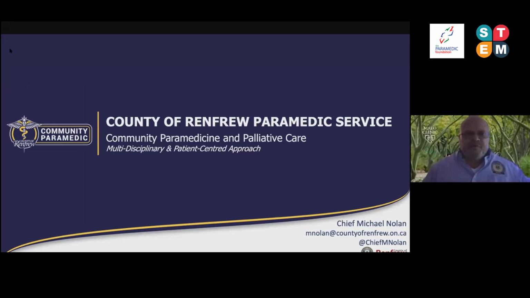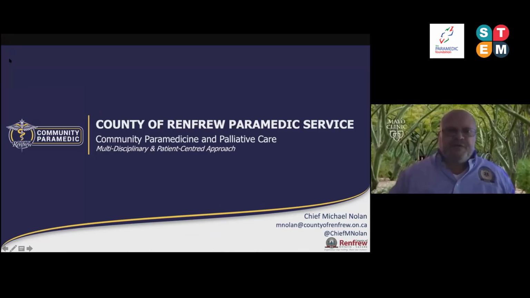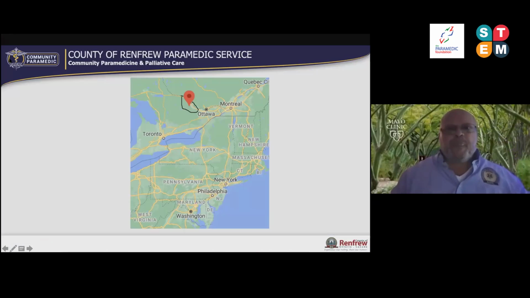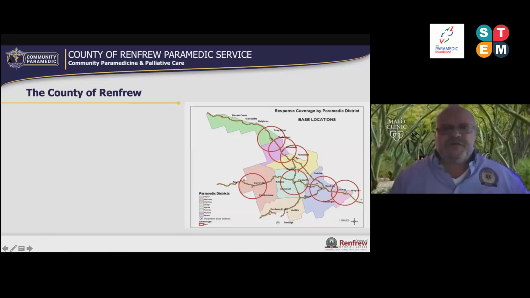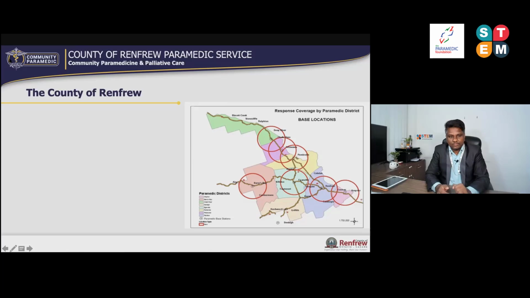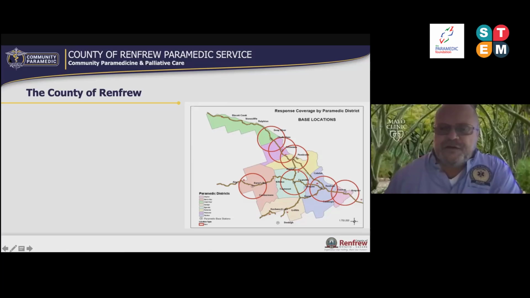So Mike's the chief of the County of Renfrew Paramedic Service that is located in Ontario, Canada. That's just north of Ottawa. Here's a little picture of the area of Renfrew County and the area that's served by that paramedic service. And these are some response zones that they have. These are where ambulances are located and will respond to requests that come in through the emergency system.